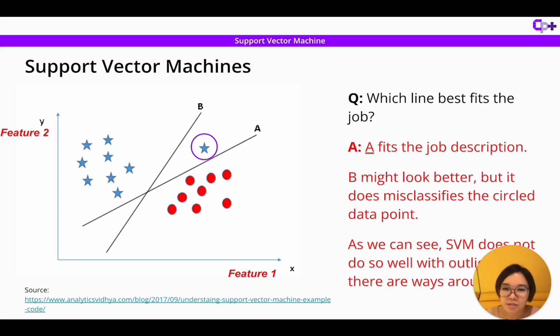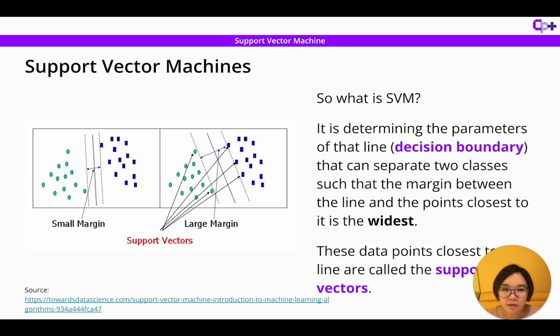Having said that, support vector machines is still considered one of the most popular classification algorithms in use, and one of the best out there. So what is SVM? SVM is about wanting to find that decision boundary, that line that can separate the two classes, and not just separate them, but to get the widest margin between the line itself and the two nearest points. The nearest points to that boundary line are called support vectors.